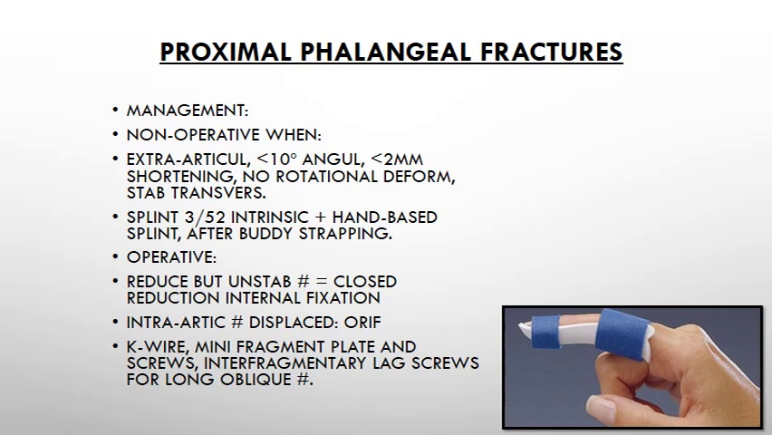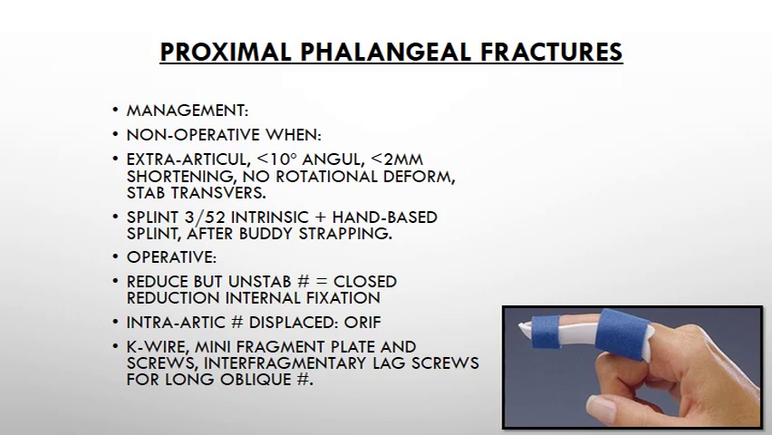Here you can also see if it is more distal, proximal phalanx, closer to the PIPJ, proximal interphalangeal joint, then a static finger extension splint can be used. And you don't have to include the metacarpophalangeal joint. It just depends on where the fragment is and what forces act on it.